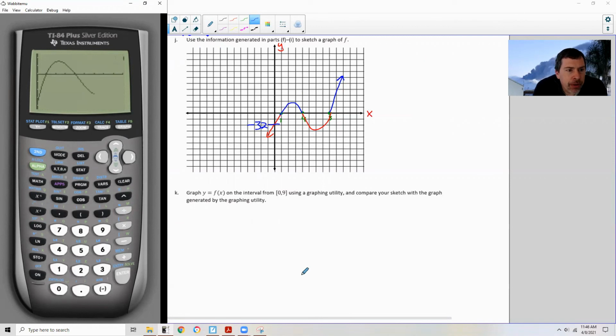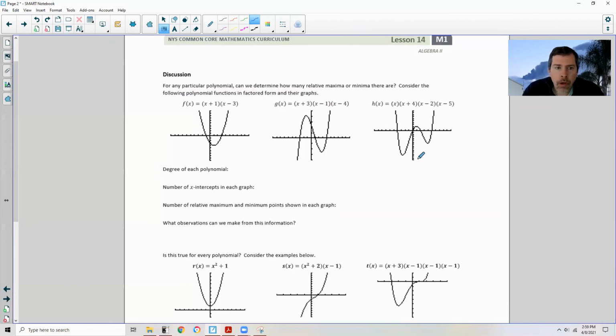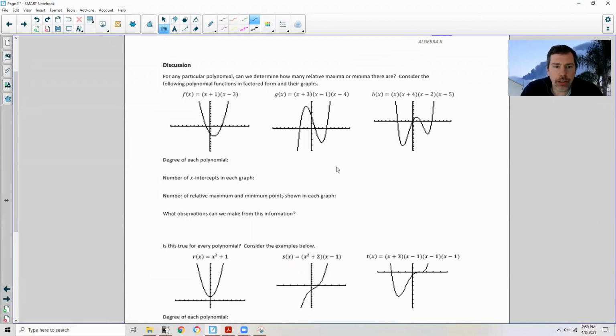So here we go, finally, there it is, and there is the graph of our function, and it looks very similar to what I drew, except this would be way down here at negative 32. So there it is: negative until 1, positive from 1 until 4, negative from 4 to 8, positive after 8. And that is pretty similar. Okay, page 7 brings us to this discussion.